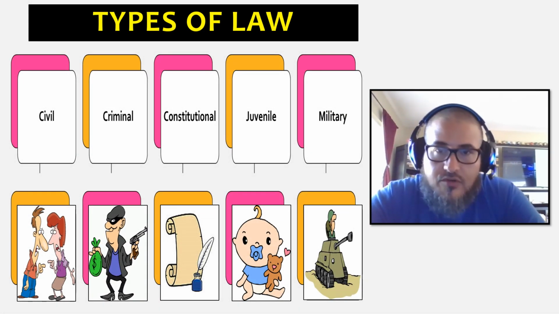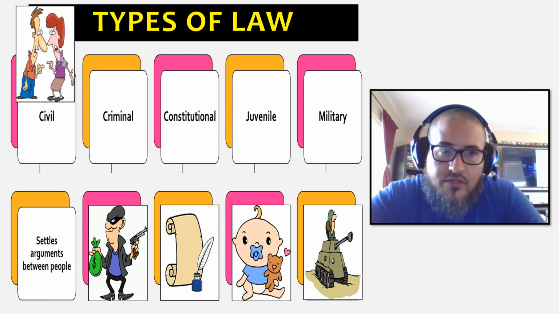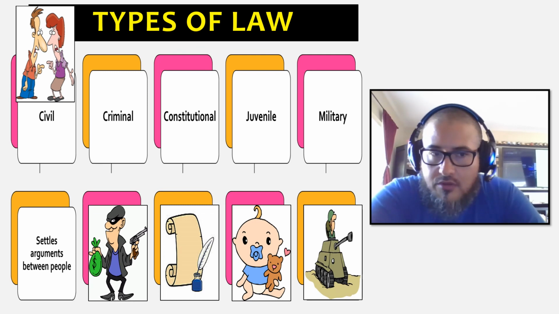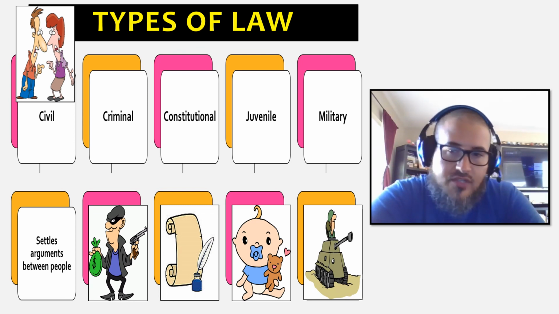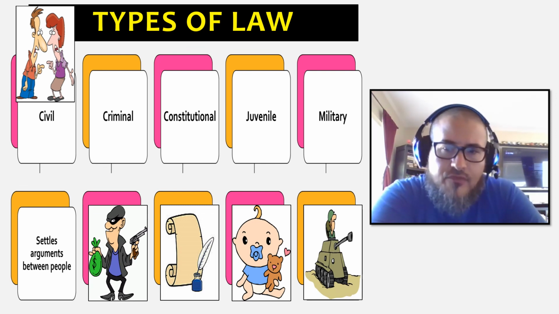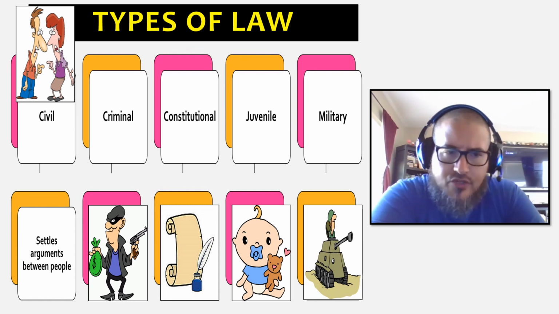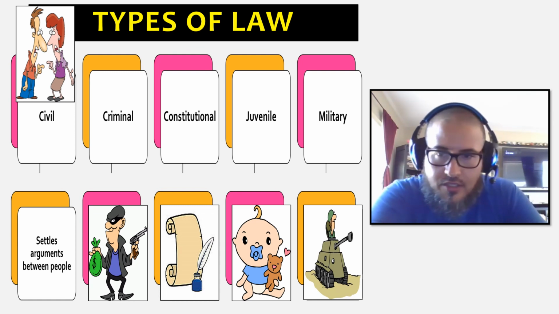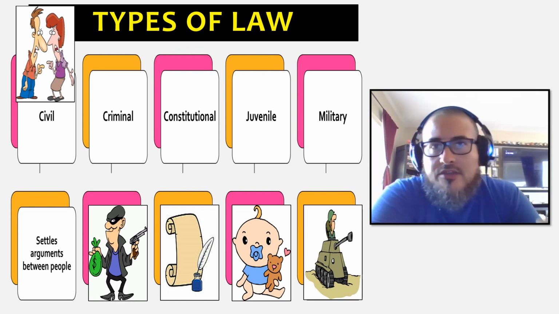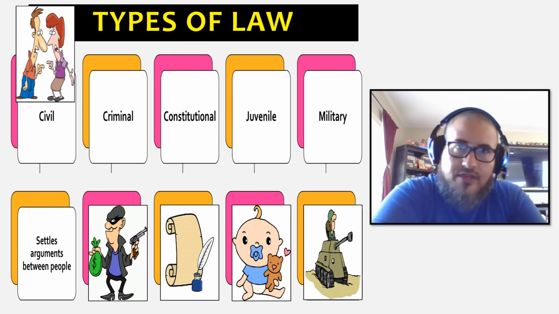There are 5 different basic types of laws. The first type of law is civil law. Simply put, civil law is the type of law that is used to settle arguments and disagreements between people, typically lawsuits. This is what this type of law looks like. You've got 2 people that get into a car accident. There's an argument as to how much the person who caused the accident should pay or whether they should have to pay at all. Civil law is used to settle that dispute.